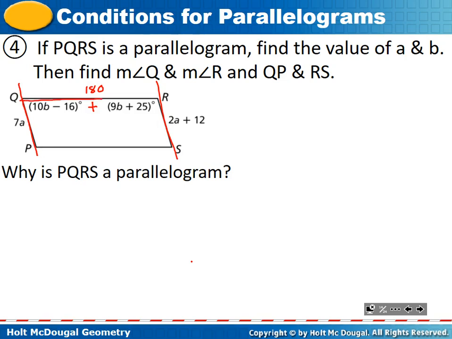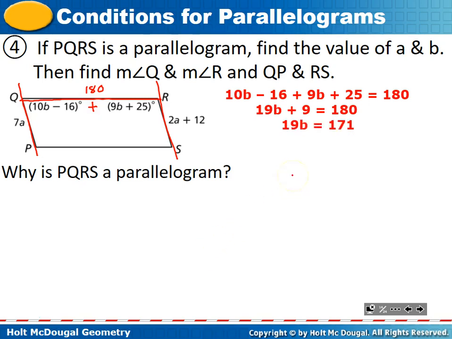If you recall, if QR is a transversal to the lines QP and RS, and QP and RS are parallel, those would be same side interior angles, because when we add them together, they're supplementary. And so we can prove that those lines are parallel by the converse of same side interior angles. So we're going to add them together and set them equal to 180. That would give us 19b, because 10 plus 9 is 19, and then subtract 16 from 25, that gives us 9. We then subtract that 9 from both sides. That's going to give us 171. So B would be 9 when we divide both sides by 19.